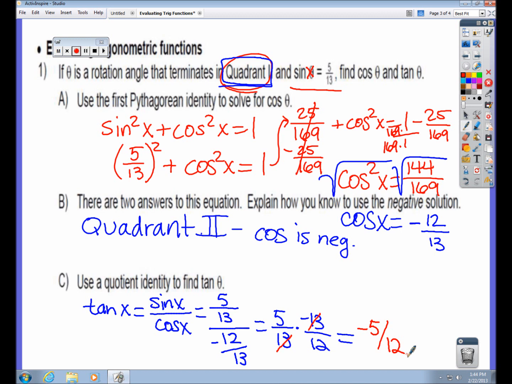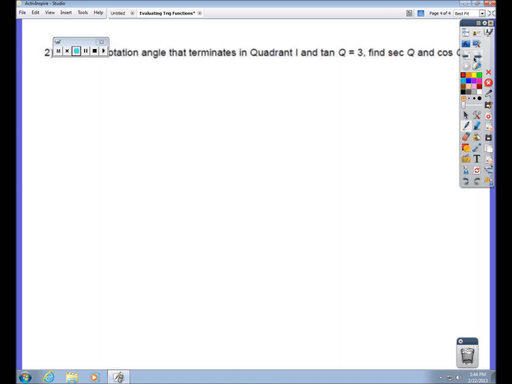Okay, let's look at one more example, and then you are going to do some practice. The question says, Q is a rotation angle that terminates in quadrant 1, and tangent is equal to 3. We want to find the secant and the cosine. It doesn't matter what order you find them in. On your homework, you're actually going to find everything that's missing. So you would also have to find sine and cotangent and cosecant. But on this one, they're just asking us for these two values. And since we're in quadrant 1, that means that all are positive. So we don't have to worry about positive and negative signs.